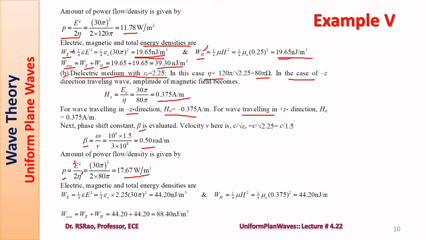Electric, magnetic and total energy densities. Electric energy WE is 1/4 epsilon E square. Here epsilon is 2.25 into epsilon naught. Substitution results in WE being 44.20 nanojoules per meter cube. WH, of course, same amount results for WH also. Total is sum of these two. It turns out to be 88.40 nanojoules per meter cube.